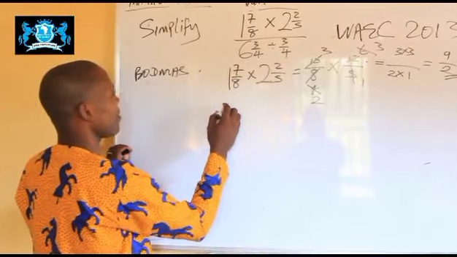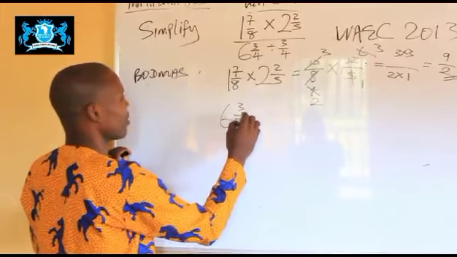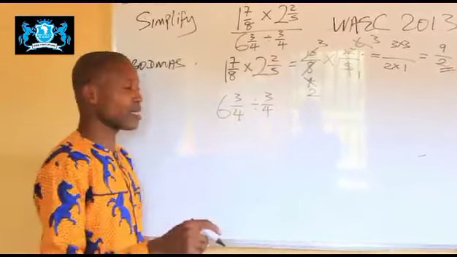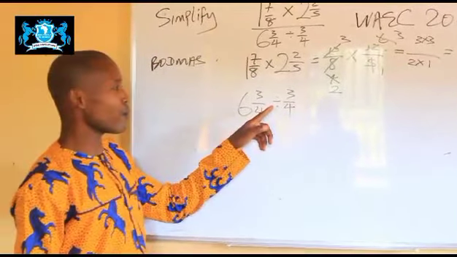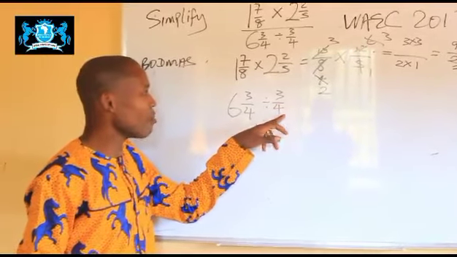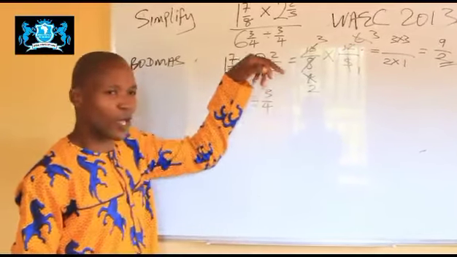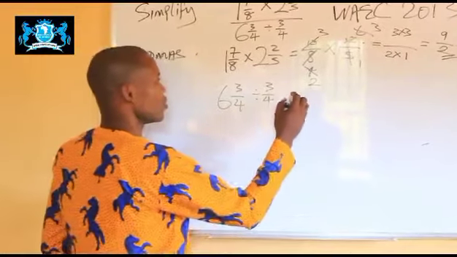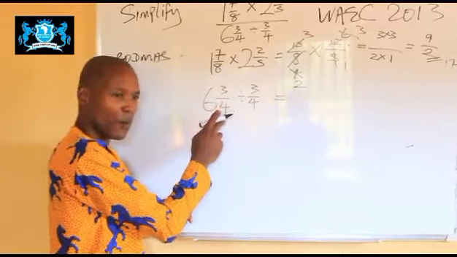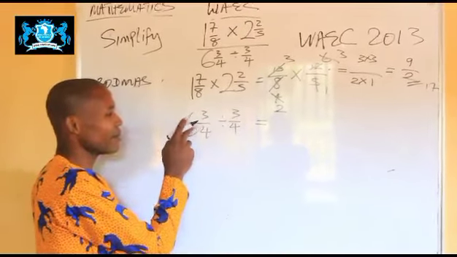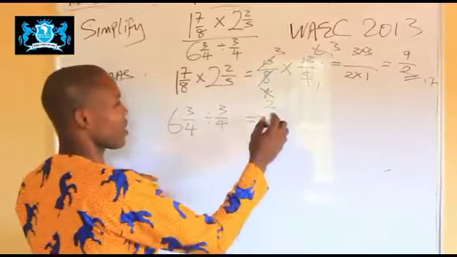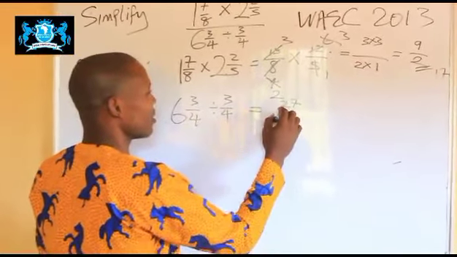In the lower part, we have 6 whole number 3/4 divided by 3 whole number over 4. Like I always say, anytime you have division, you change that division to become multiplication, and the lower number will go up and the up one will come down. Let us change this first to an improper fraction. 4 times 6 is what? 24. 24 plus 3 will give us 27/4.